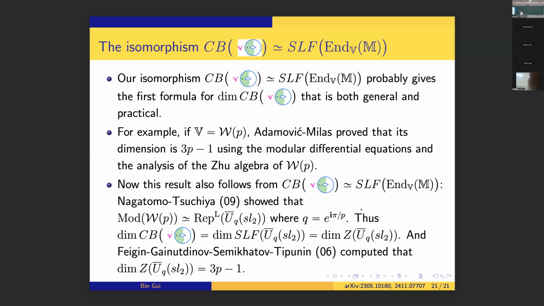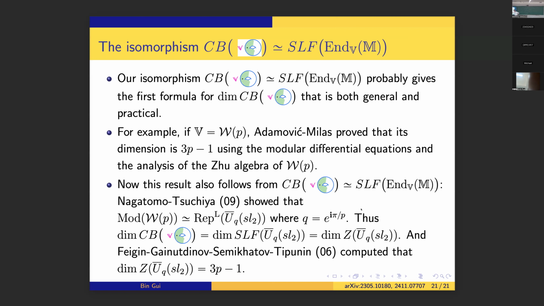Here's the argument. We know that it suffices to compute the dimension of symmetric linear functionals on the endomorphism algebra of any projective generator N. In 2009, Miyamoto and Tsuchiya showed that the module category of the triplet algebra is isomorphic to the category of finite-dimensional representations of the restricted quantum group U_q(sl2), where q is e to the power i pi over p. So according to this isomorphism, in the category of modules of W_p, there is a projective generator whose endomorphism algebra is U_q(sl2).